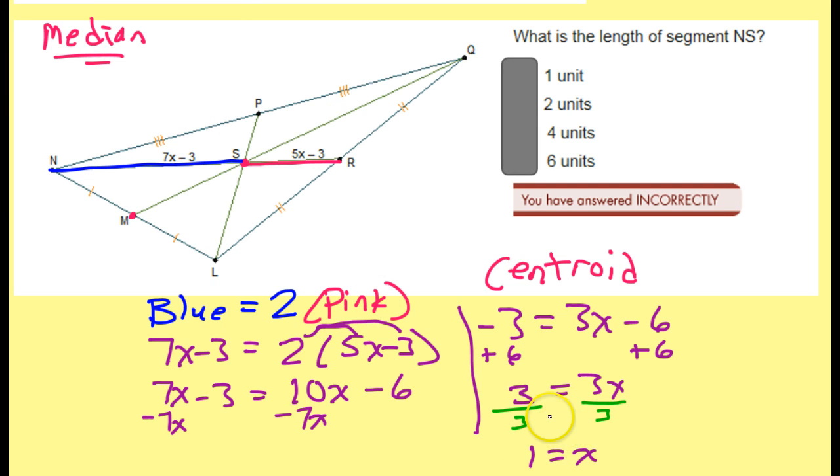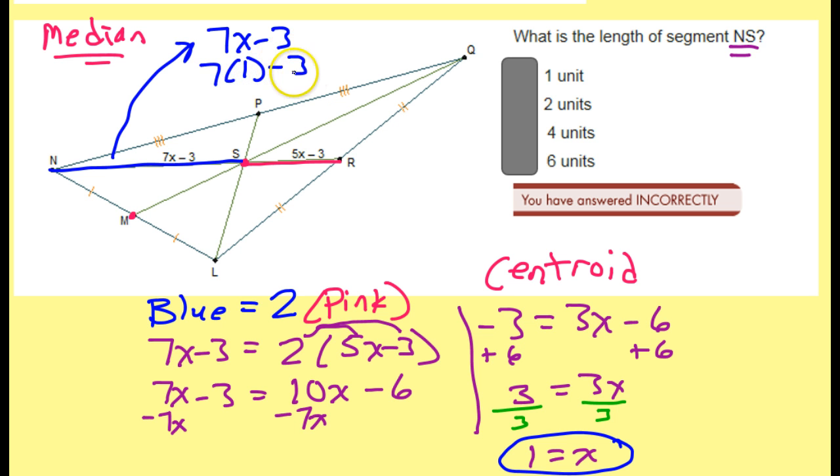Alright, now that's x. That's not what they asked me for. They want to know the length of segment NS. So segment NS is the blue piece. So NS is 7x minus 3, as you can see. So if I want to know how big that is, now I know what x is, so I will substitute that in. So that will be 7 times 1 minus 3, which is 7 minus 3, which is 4. So that's the actual length of NS is 4 units. So that's the answer.